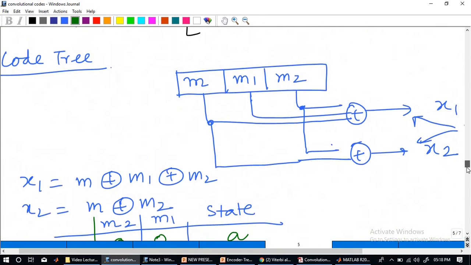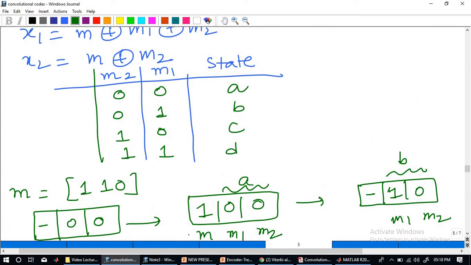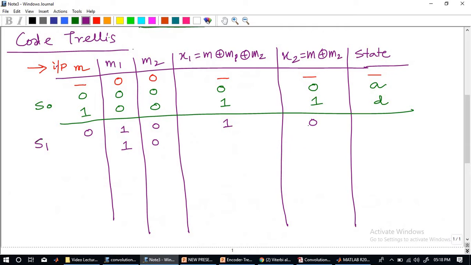So 1, 0. If I go back to the state table, if I just open the state table for me. Yes. So when it is 1, 0 and we are looking at here, 1, 0, so what will be the state? It will be C, correct. So it will be C.